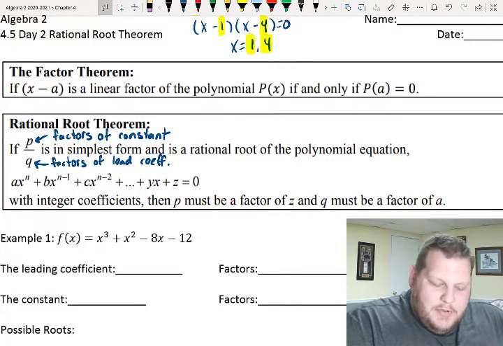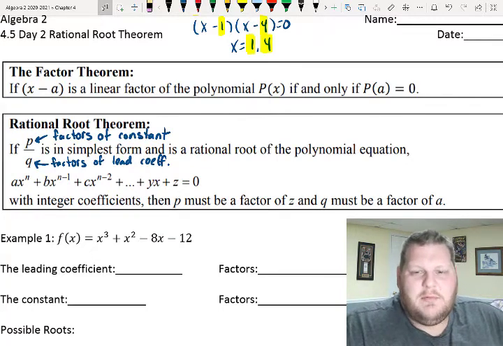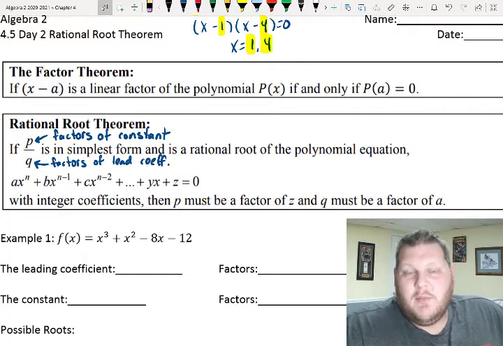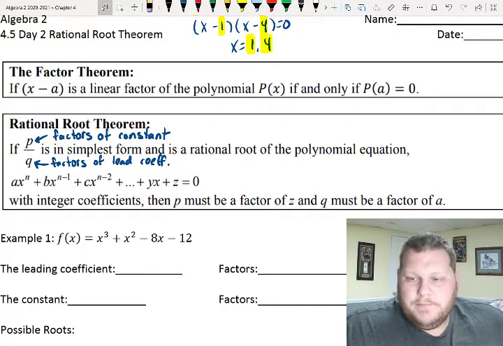So I got an example down here if you want to use. This is just kind of exploring the definition a little bit more. So a being my lead coefficient and z being my constant, right? My lead coefficient is the number that's attached to the highest degree term. My constant is the number that does not have a variable attached to it, right? It's x to the 0 power.